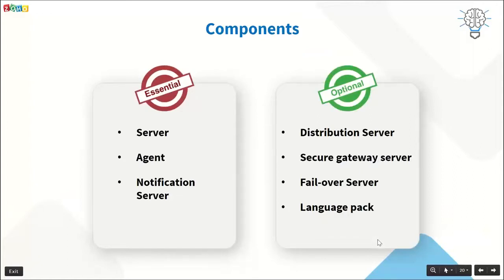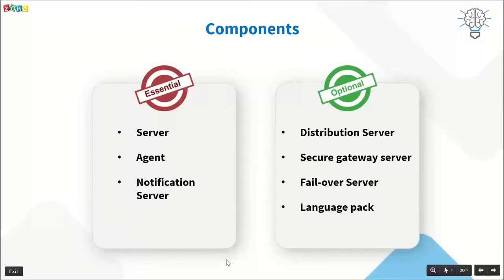Now let us quickly go with the components required for installing and managing your endpoints using Desktop Central. Desktop Central has 3 essential components. Being a client-server architecture, Desktop Central requires a primary server installed in the server of your head office, and agents should be installed in all the endpoints that need to be managed by Desktop Central.